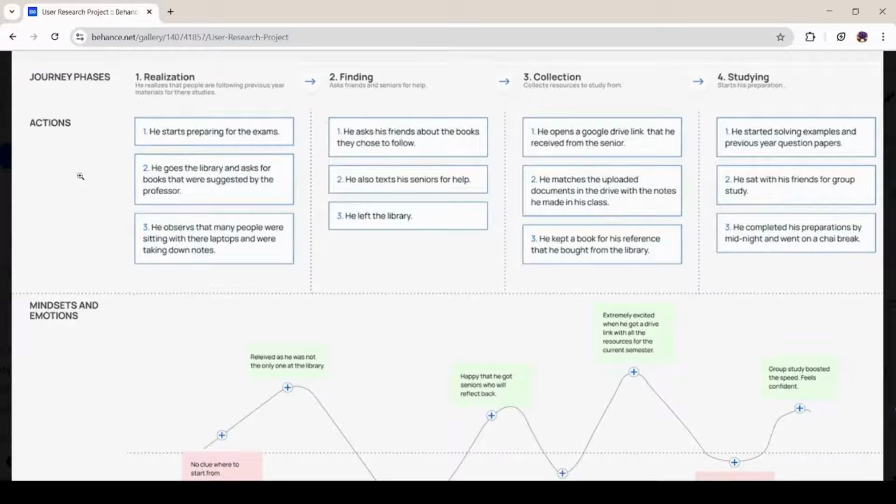Then after leaving the library, this is the collection phase. He opens the Google Drive that he received from the senior, and he saw in the Google Drive that there are a lot of things over there already. Then the studying phase, where he sat down and studied those previous question papers, etc. So these all are the actions that he took.